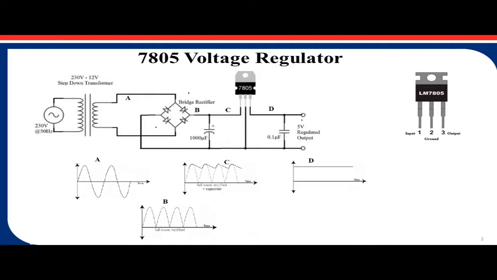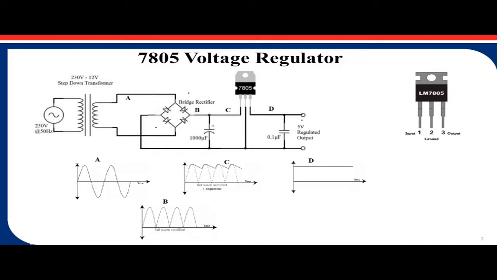230 volt AC supply is converted to 12 volt AC supply with the help of a step down transformer. So the output of the transformer is 12 volt AC. Here in this connection diagram, a bridge rectifier is used as a rectifier which will rectify that AC waveform into a rectified waveform. This rectified waveform is shown in the bottom figure B, that is the rectified waveform.